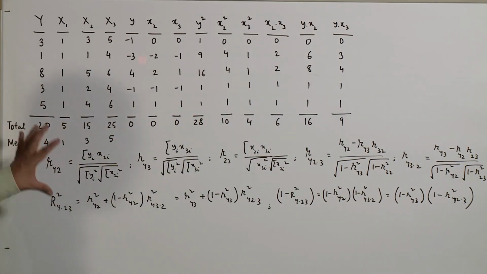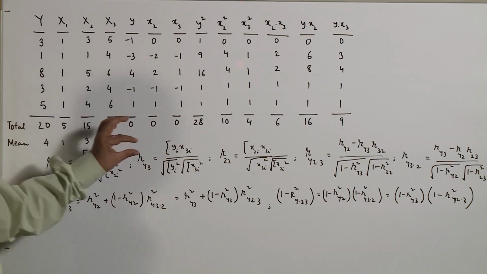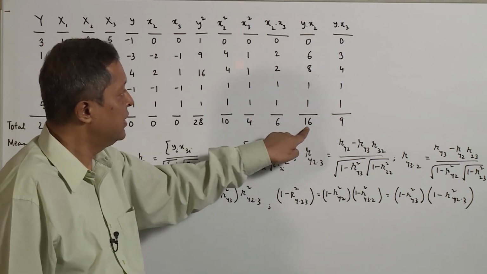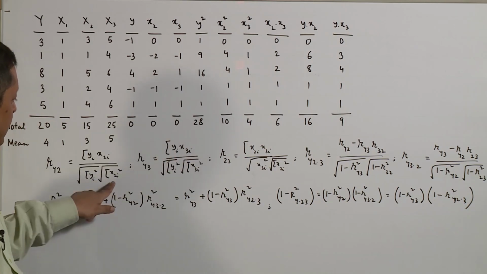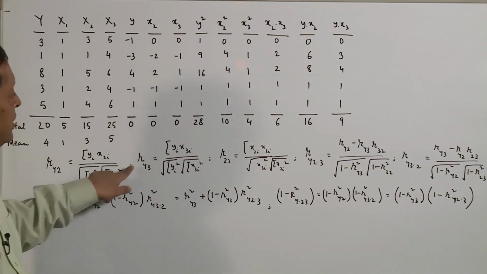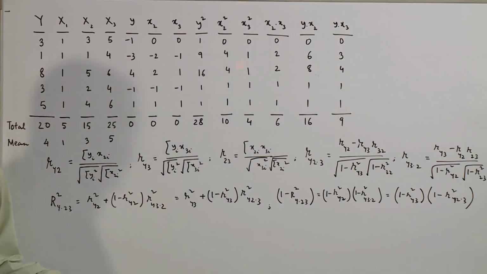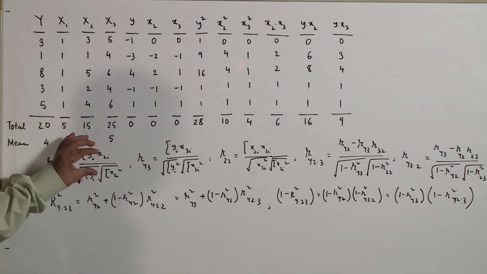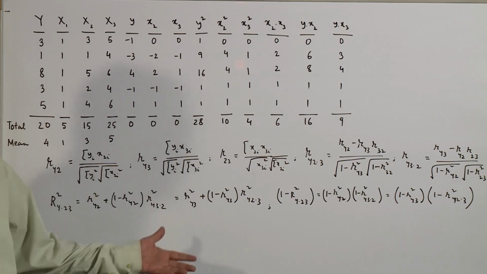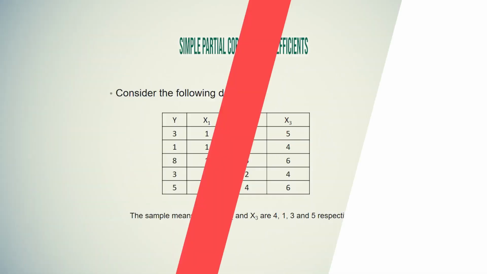All we need to do is to substitute these values. For example, summation yi x2i is nothing but 16, summation yi square is nothing but 28, summation x2i square is nothing but 10. So, why don't you try it out, and in a few seconds you will get to know the results that you will obtain by substituting these values. Please try it out and then take a look at the results.